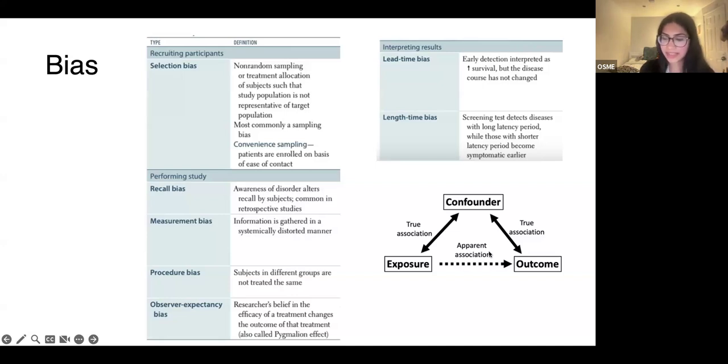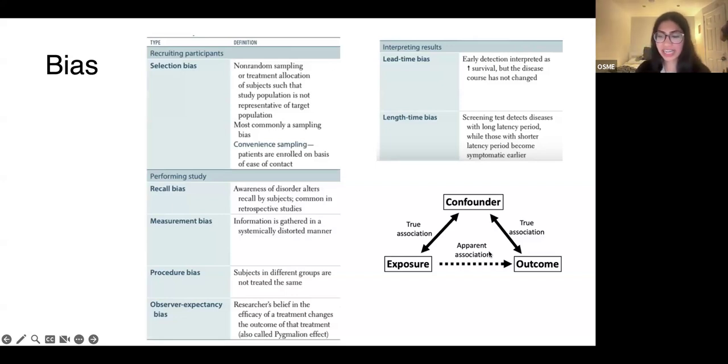Okay, so this one is lead time bias. Here they're saying that for one disease, the survival has increased following the introduction of a screening test. And so the screening test is just detecting the fact that people have ALS about 2 months earlier. And so it appears the survival is prolonged.